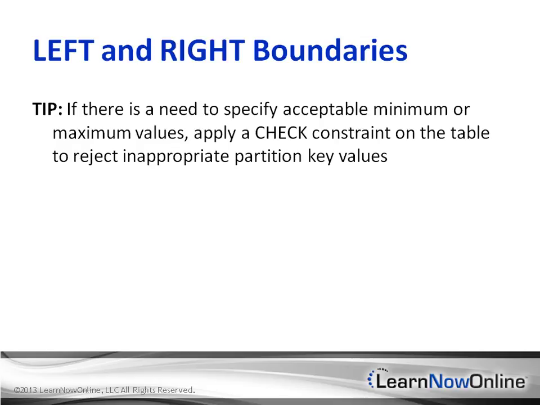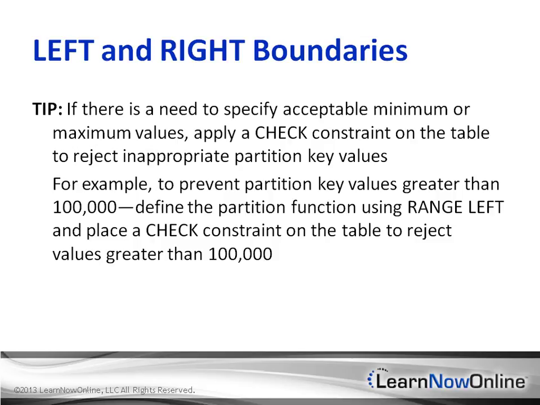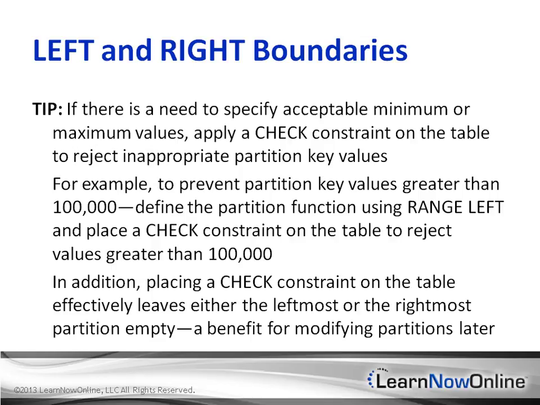Now here's a tip that you should pay attention to. If there's a need to specify minimum or maximum values, make sure that you apply a check constraint on the table. That way the table will reject anything that's inappropriate. So for example, if we wanted to prevent partition key values greater than 100,000, we would define our function using range left and place a check constraint on the table to reject those values that were greater than 100,000. In addition, placing a check constraint on the table effectively leaves either the left or rightmost partition empty. And as you'll see, that becomes a benefit for modifying partitions later.